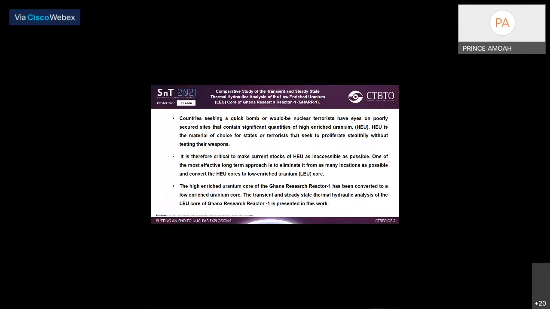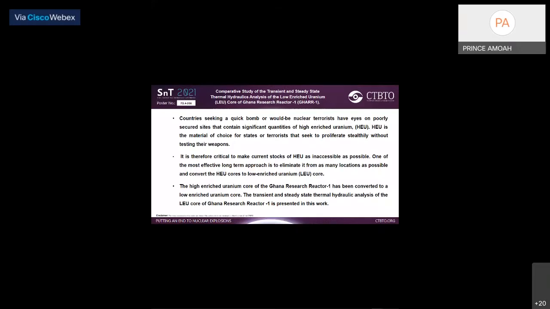Yeah, so there has been a global concern that most HEU research reactors be converted to LEU, the low enriched uranium, so that for high enriched uranium, the amount of uranium 235 is more than 20%, which is a weapon grade. And when terrorists or would be countries that want to steadily proliferate have access to such stockpiles of uranium, could be used for nuclear bombs and other stuff.